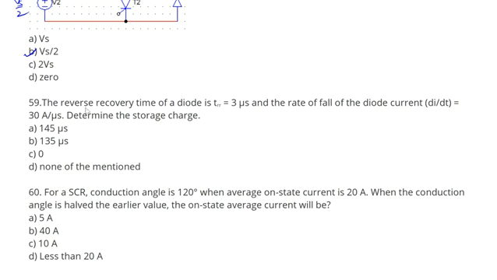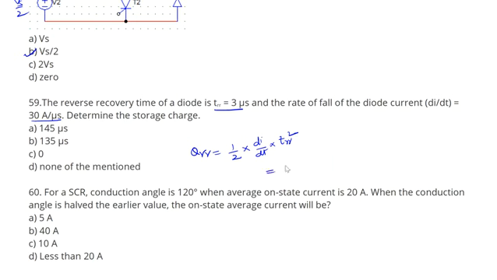Okay, the reverse recovery time of a diode TRR is equal to 3 microseconds, and the rate of fall of diode current dI by dt is 30 amperes per microsecond. Now determine the storage charge. The storage charge Q, or we can also call it the reverse recovery charge QR, is equal to half into dI by dt into TRR square.